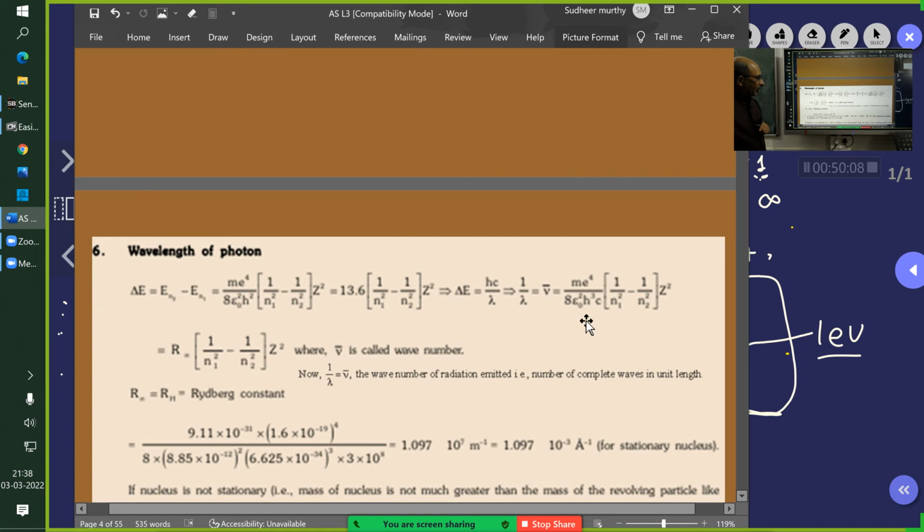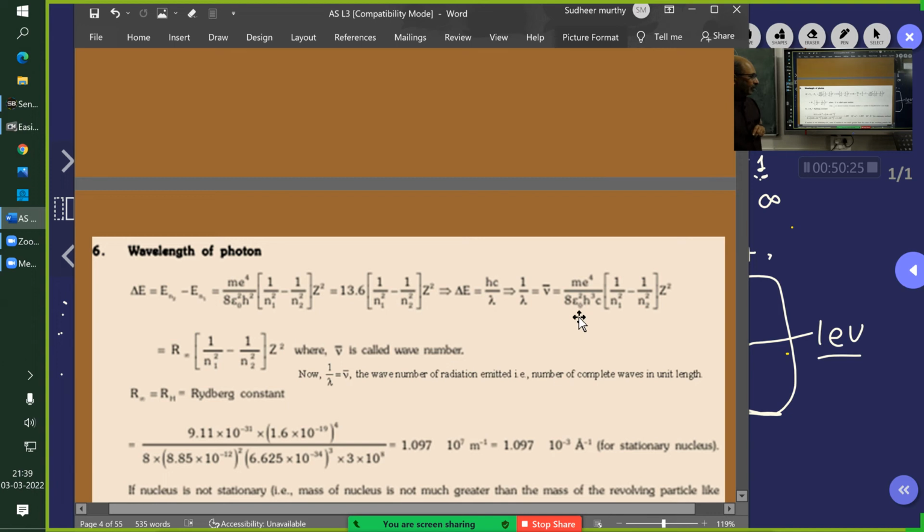Then this quantity m e raised to 4 by 8 epsilon naught square h cube c, this value is R infinity.